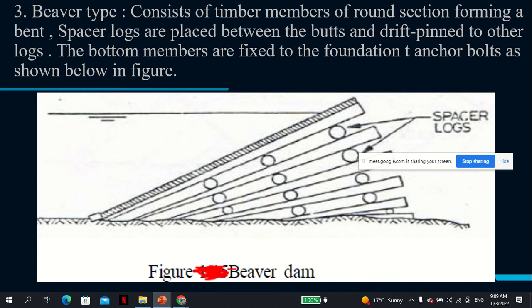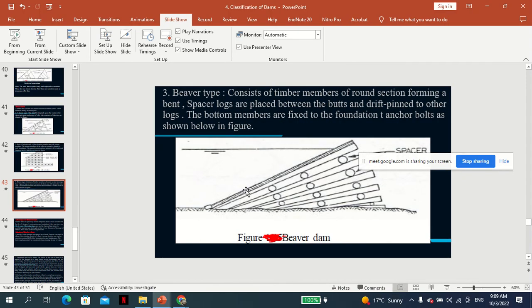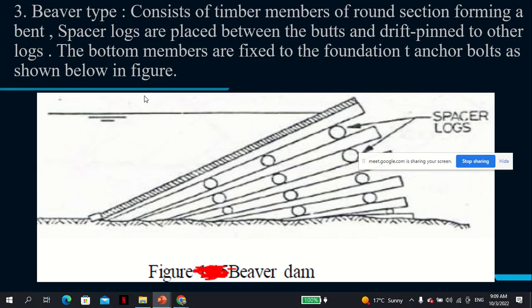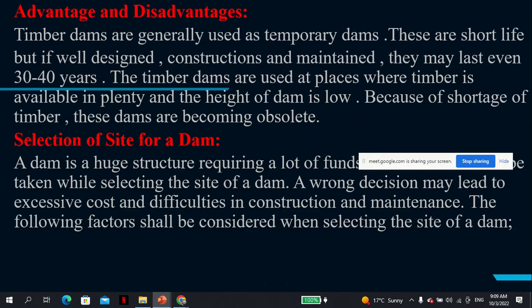So there's the beaver type. This is like the beaver. There is an animal called the beaver, if you know, and it likes to make things like this. So it consists of timber members of round section forming spacer logs, forming bends. Spacer logs are placed between the butts and drift pinned together, pinned to other logs. The bottom members are fixed to the foundation with anchor bolts as shown. So that's the beaver.